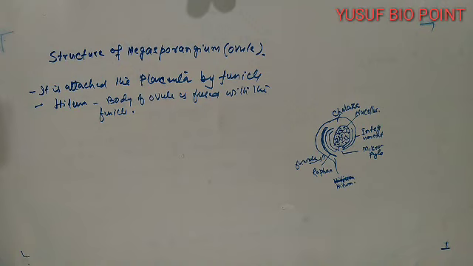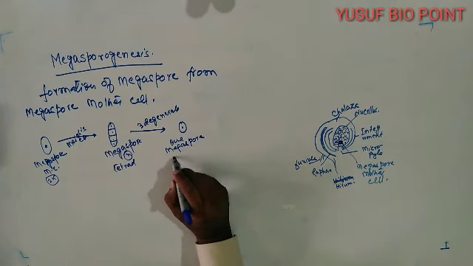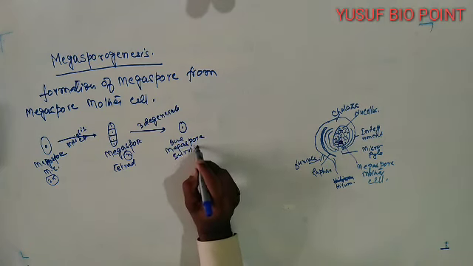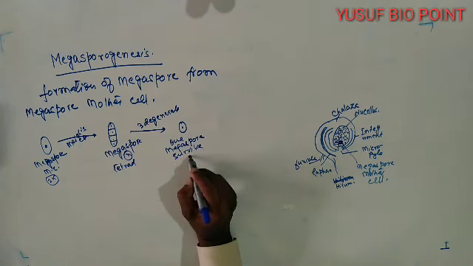Means 1 megaspore survives. It is haploid in nature. Now its nucleus undergoes mitotic cell division. Mitotic cell division and forms 2 cells. Next one, again mitotic cell division takes place. 2 and 2, 4.